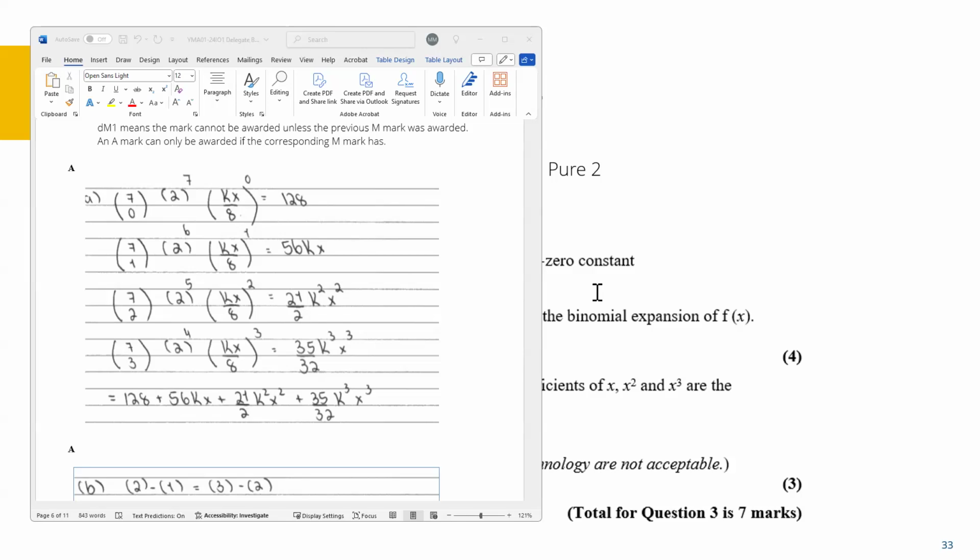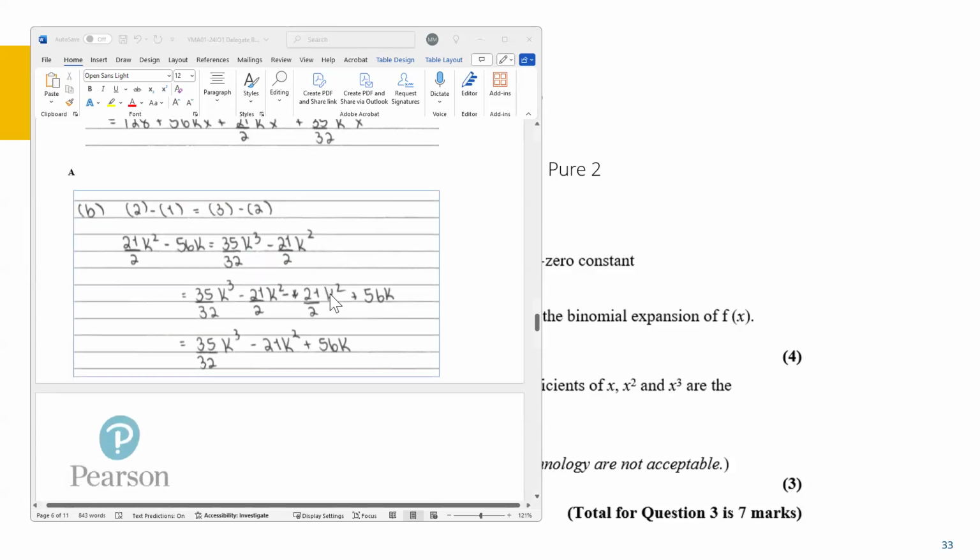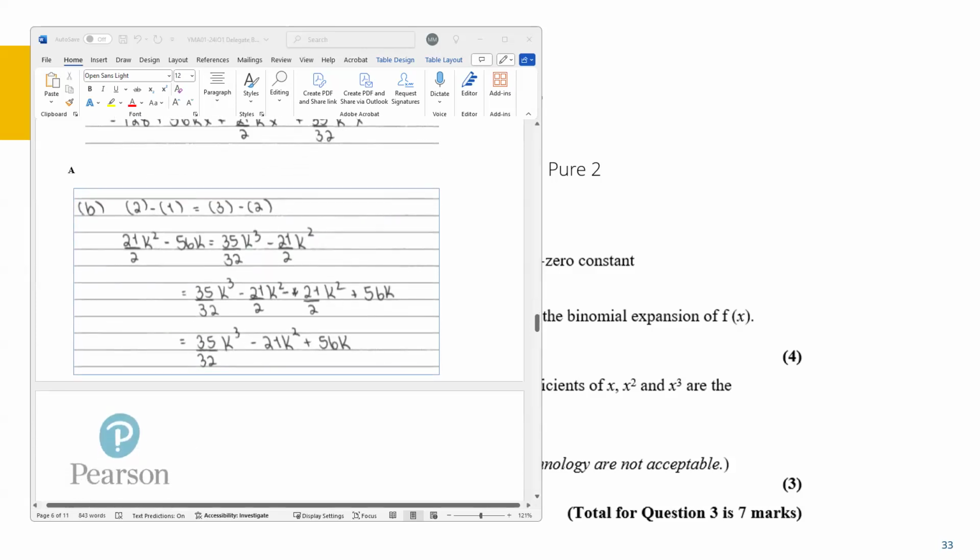So if I tell you, response A for part A has shown the method and all required terms are correct. So therefore they will get all 4 marks. They'll get the M1, a B1, an A1, and an A1. Yep, thank you.